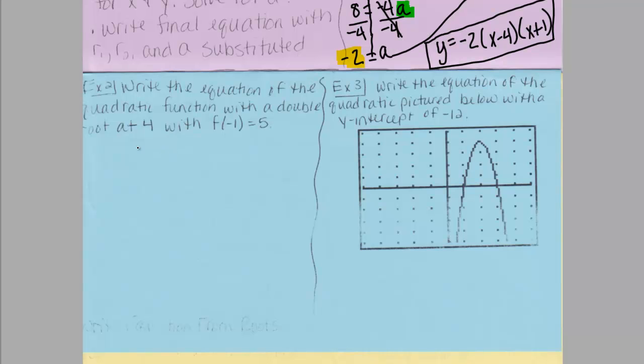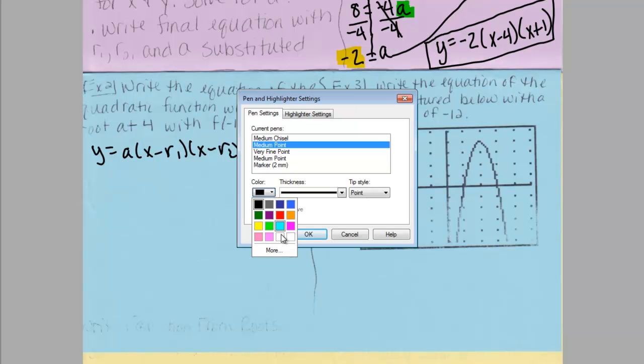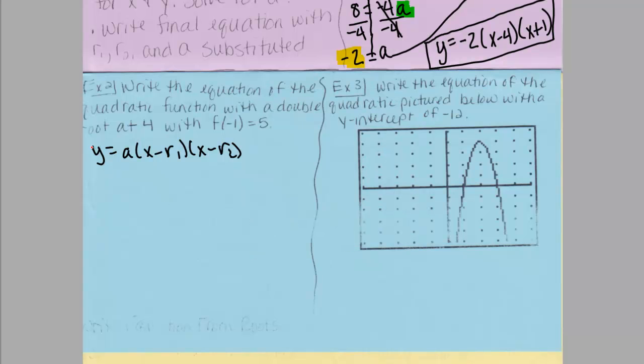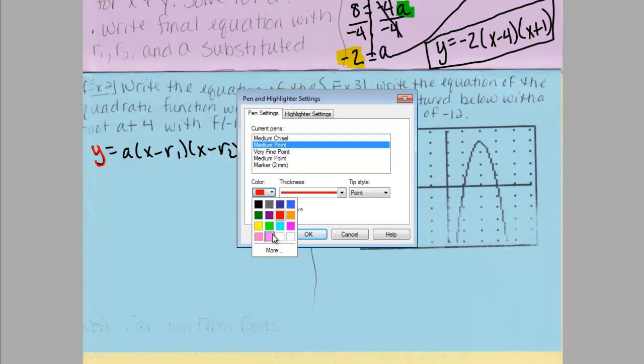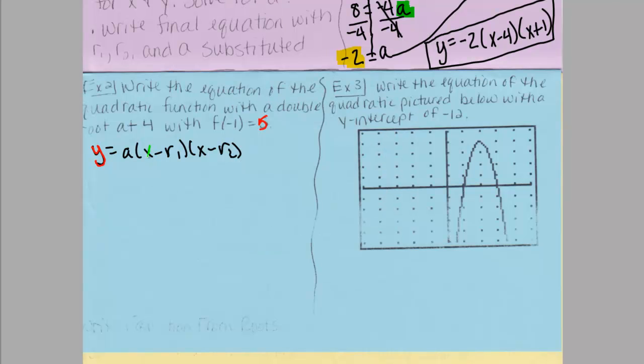Down here, we still use the same equation. Y equals a, x minus r1, x minus r2. I'm going to go ahead and color code everything for you so you know where everything comes from. Our y is 5. Our x's will be -1.